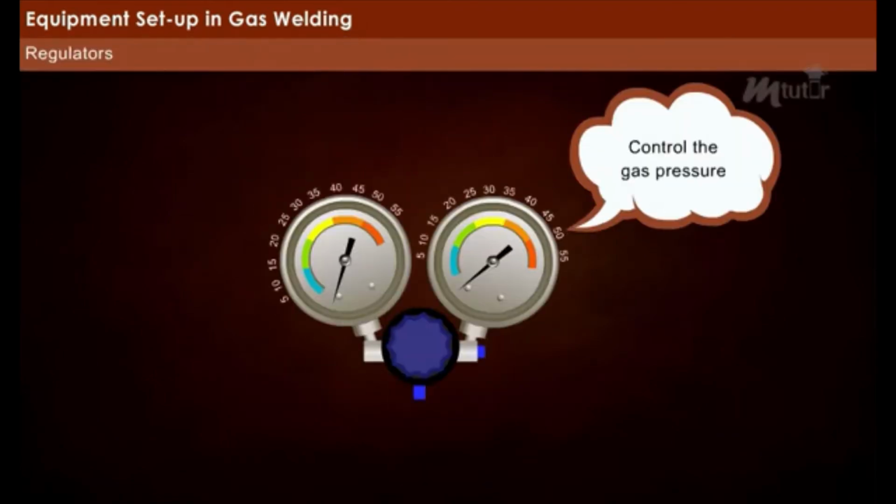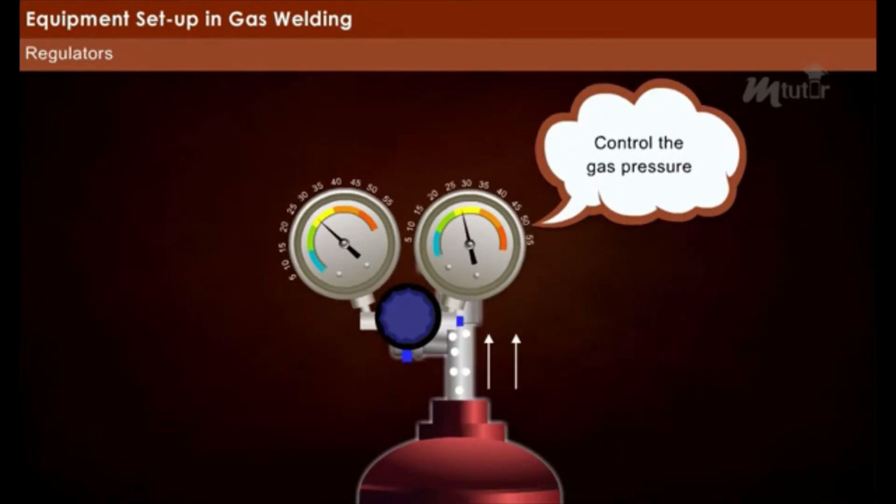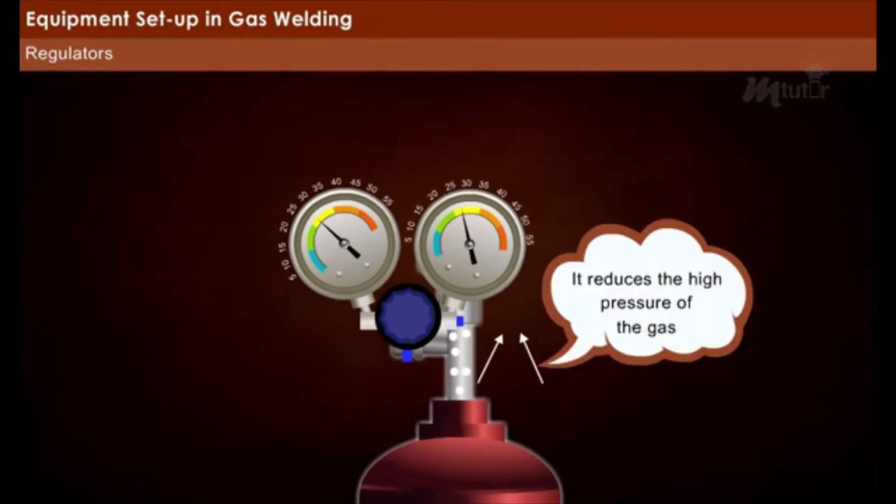Regulators. The primary function of these regulators is to control the gas pressure during welding. It reduces the high pressure of the gas stored in the cylinder to the working pressure of the torch.